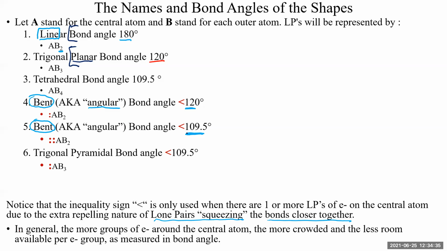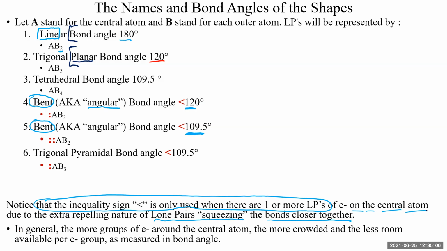Bent. So bent with a bond angle of less than. Now the less than symbol is only there when you see lone pairs. Notice that the inequality sign is only used when there's 1 or more lone pairs, again, on the central atom. We never care about the lone pairs on the outer atoms. They have absolutely no effect. Did I say that enough times? I don't know. Only the lone pairs on the central atom count.